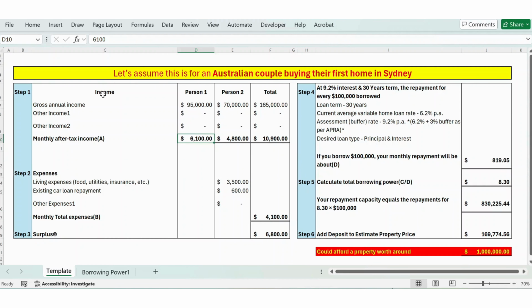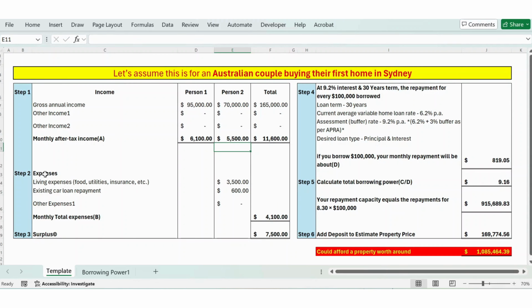The first step is to calculate the income. So you have the gross annual income for person 1 and person 2, and then we have other incomes and the monthly after tax income. For person 1 it is 6,100, for person 2 it is 4,800, and the total is 10,900. As I said, we can make changes. Instead of 4,800 for person 2, if I make it 5,500 and press enter, you can see the income has increased.